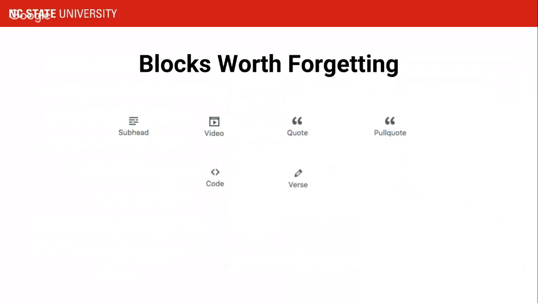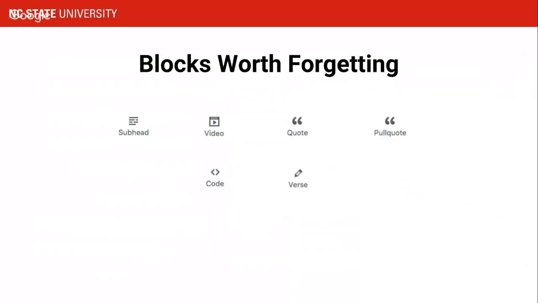You have the quote and pull quote blocks, and they do slightly different things, but there's not a lot to tell what the difference is. They even have the same icon. Code is for if you're displaying code for people to read on your web page. So if I'm writing a coding tutorial, I would use that. But for the most part, most people on campus aren't going to be using that block.